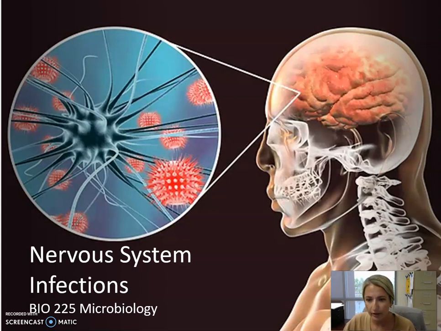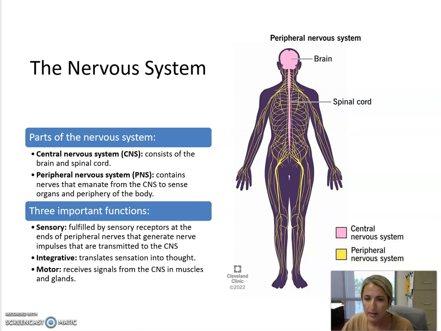In this lesson, we'll be covering infections of the nervous system. So to take a basic overall look, the nervous system can be divided into two parts: the central nervous system, which consists of the brain and spinal cord, and then the peripheral nervous system, which basically contains all the nerves that emanate off of the brain and spinal cord throughout the rest of the body.